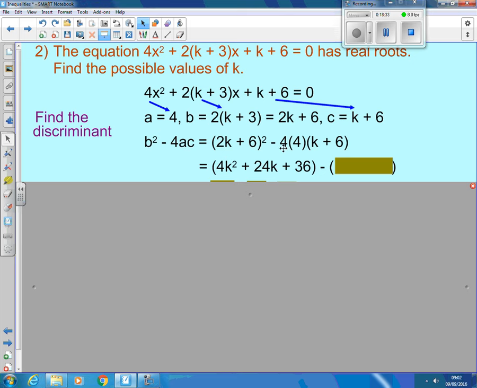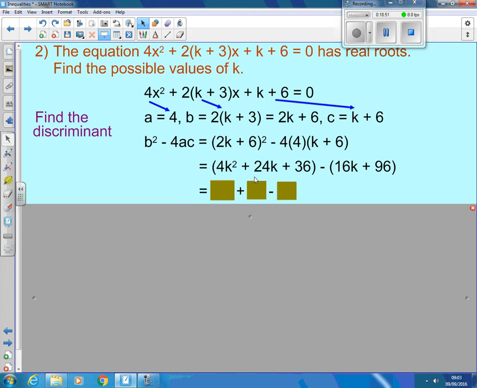Now, this one. Minus 4 times 4 is minus 16, so you're doing minus there. I've left the minus still in there, so I'm doing 16 times k, and 16 times 6 is 96. So 16k plus 96, but notice I've still got that minus sign to deal with.